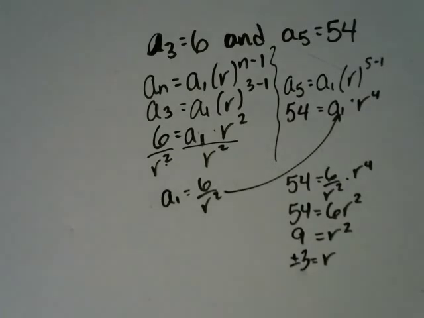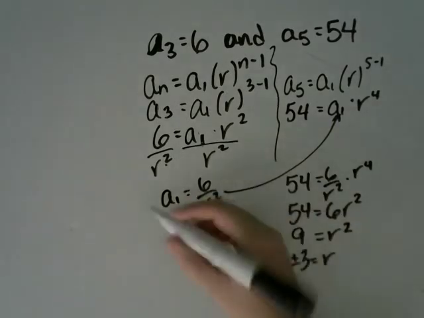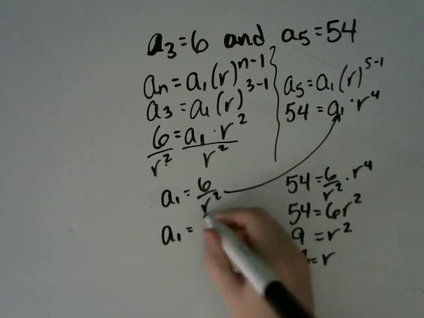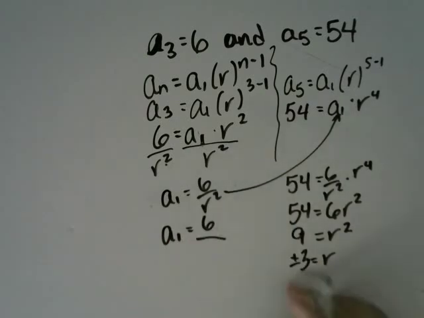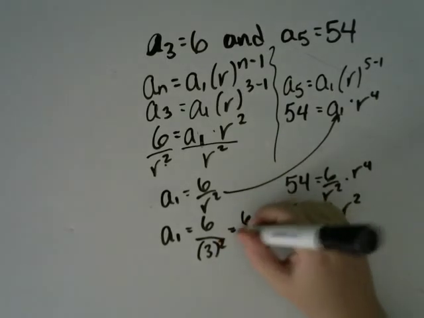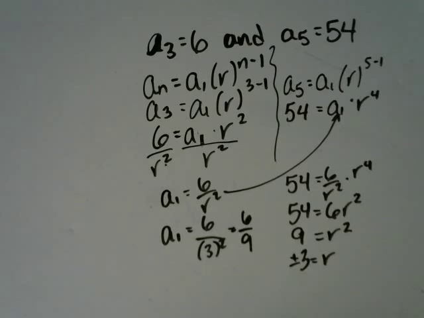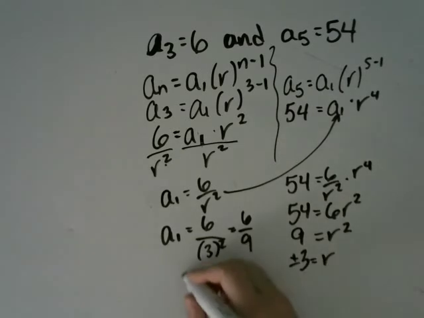So in this example, the common ratio could be positive 3, or it could be negative 3, and we don't know the terms in between, so we're going to solve this using both possible values of r. Plug them back in for a1. a1 equals 6 over 3 squared, and a1 equals 6 over negative 3 squared. Because 3 squared and negative 3 squared are both 9, it doesn't matter which common ratio we use. The first term is 6 over 9, or 2/3.